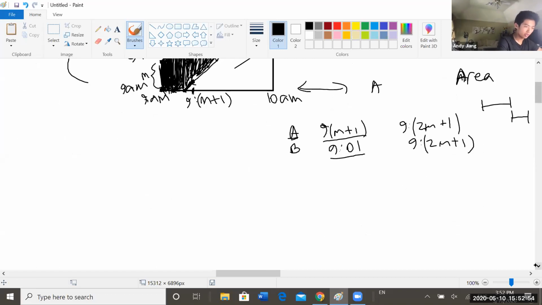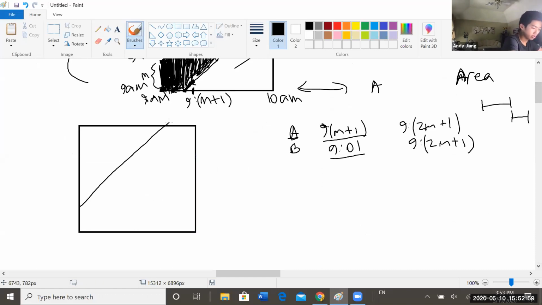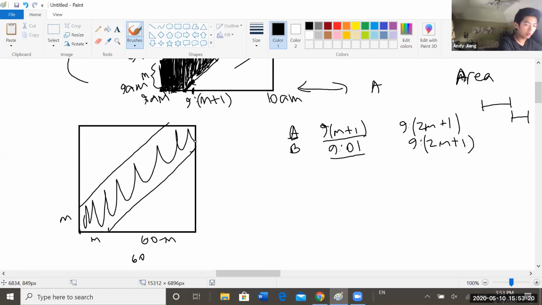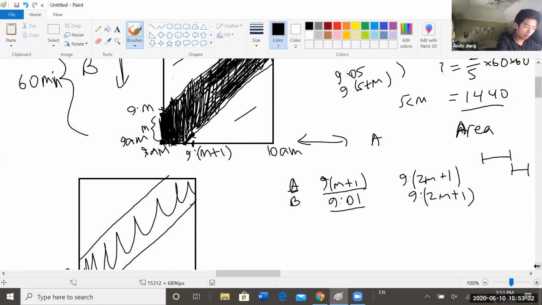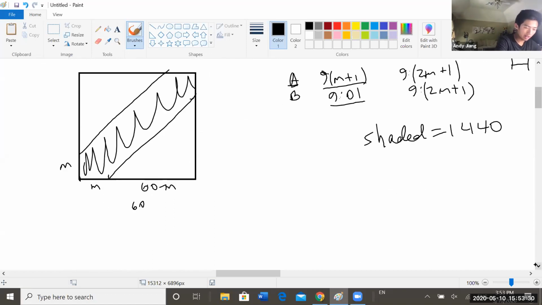All right, so let me redraw this shape because we're really close to being done. All right, this side, this is M. This is 60 minutes. So this length is 60 minus M. All right. And I know that the shaded area that I'm looking for is equal to what I found earlier, 1440. So shaded equals 1440. But it's kind of hard to calculate the area of the shaded region.